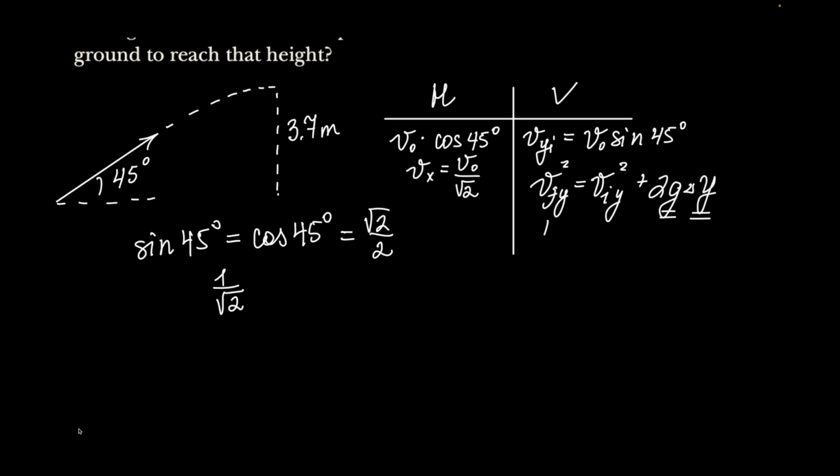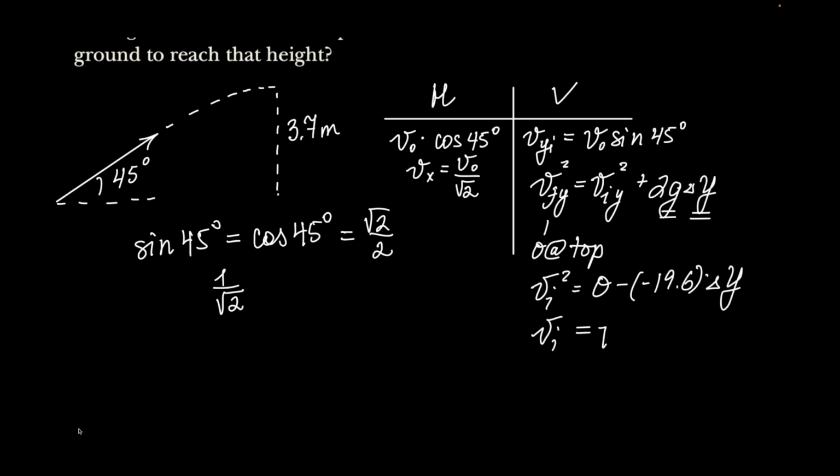So v final at the top is 0. My v initial squared is technically 0 minus negative 19.6 times change in y. Then my v initial is just root of 19.6 times 3.7, 8.52 meters per second. That's my v initial vertical, mind you, right?